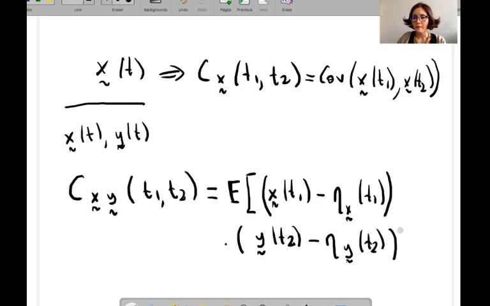So this is the expectation expression. In the case where x and y are complex valued, you just don't forget to put a complex conjugate sign on the second random process. So this is called the cross-covariance function of the random processes x and y.